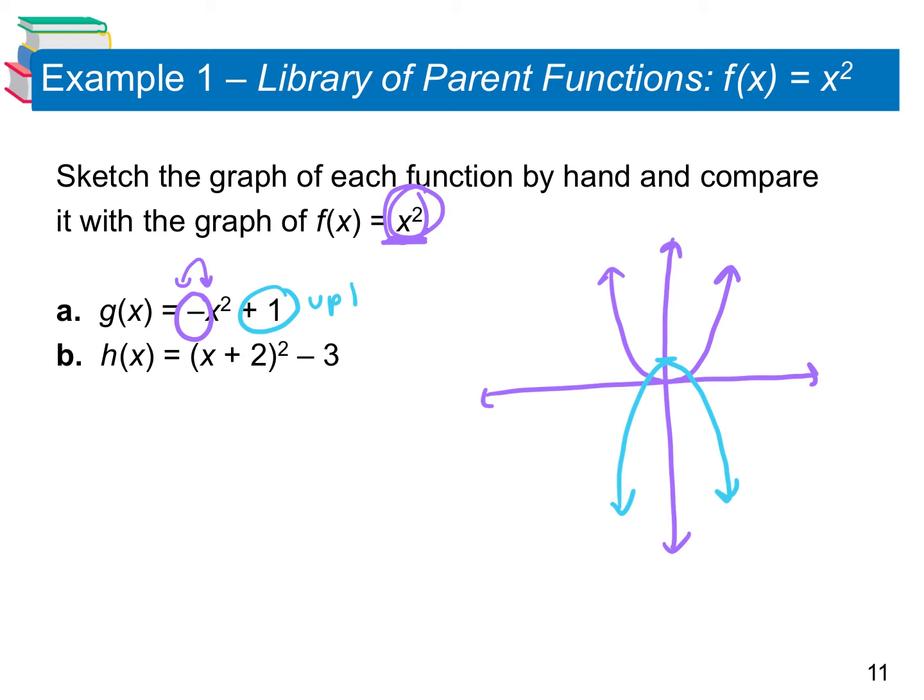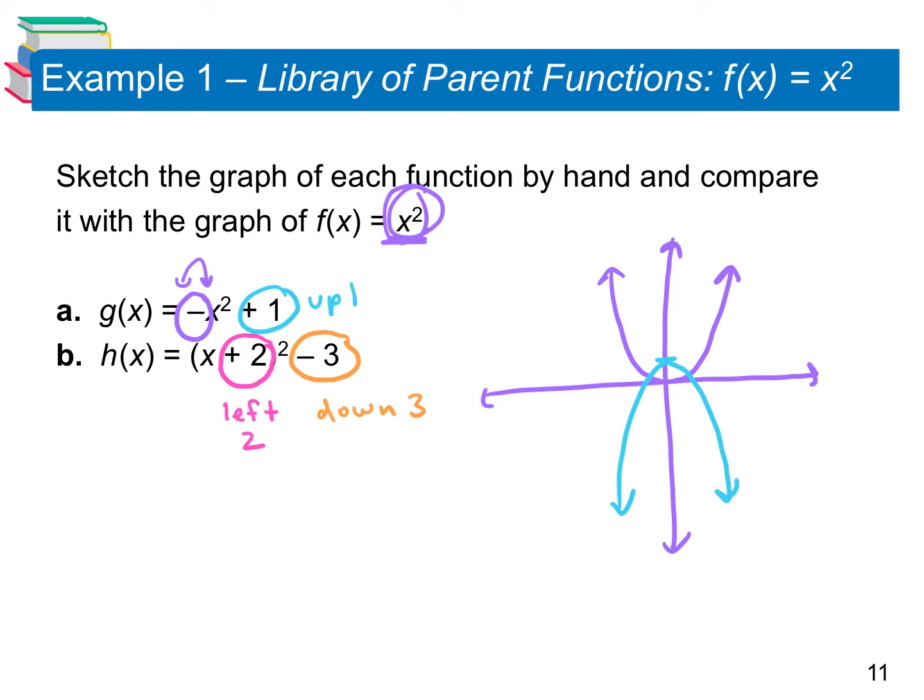So let's look at H. What does this +2 on the inside of our parentheses do? It makes it go left. So we go left 2. And then what about -3 on the outside? Down 3.